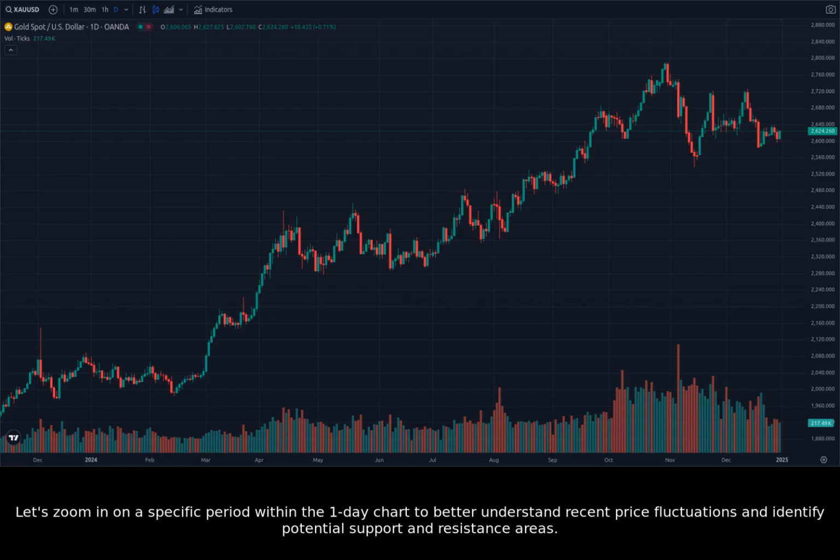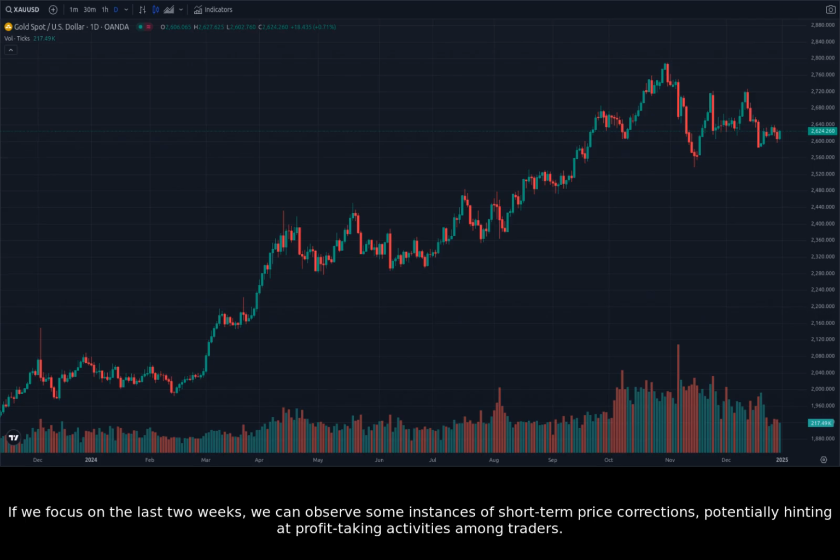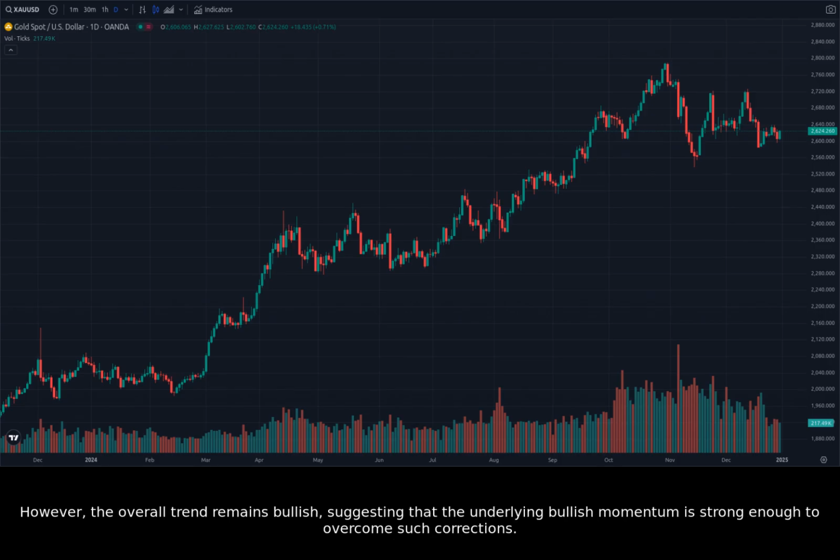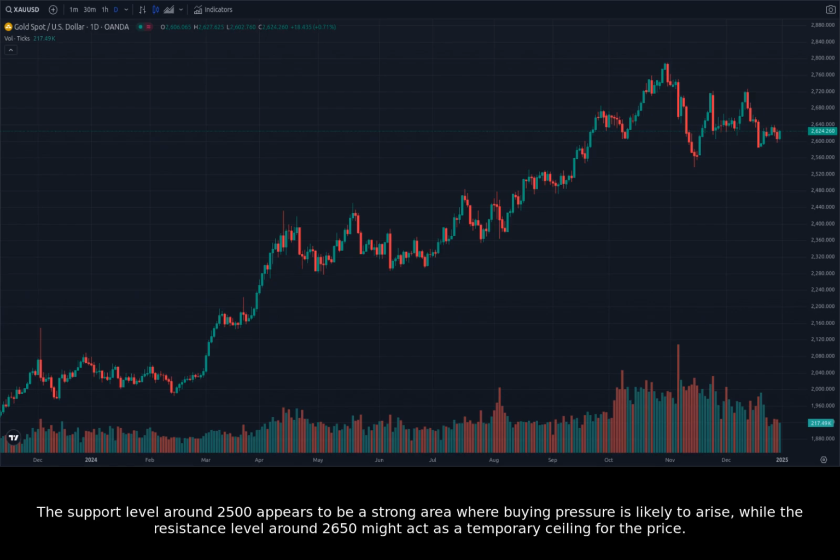Let's zoom in on a specific period within the one-day chart to better understand recent price fluctuations and identify potential support and resistance areas. If we focus on the last 2 weeks, we can observe some instances of short-term price corrections, potentially hinting at profit-taking activities among traders. However, the overall trend remains bullish, suggesting that the underlying bullish momentum is strong enough to overcome such corrections. The support level around 2,500 appears to be a strong area where buying pressure is likely to arise, while the resistance level around 2,650 might act as a temporary ceiling for the price.